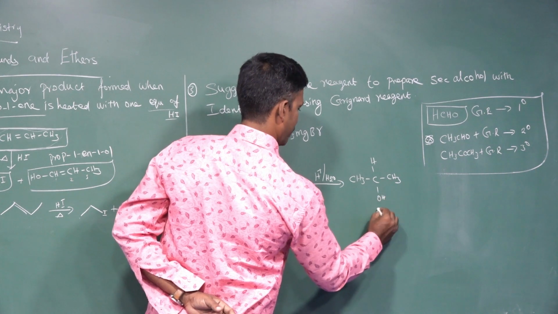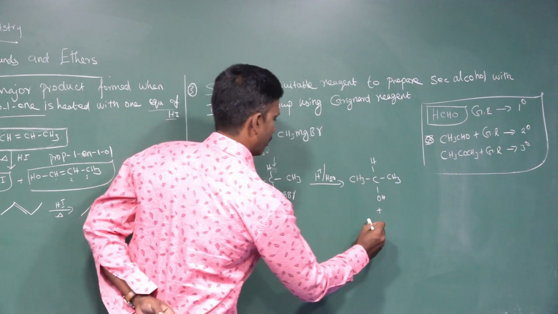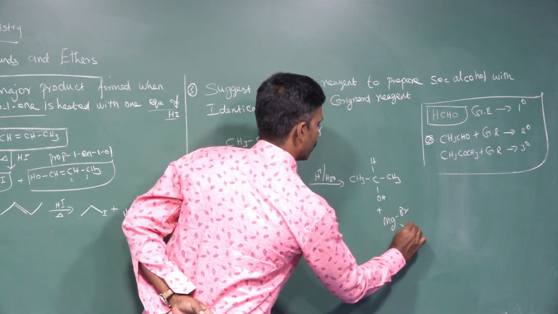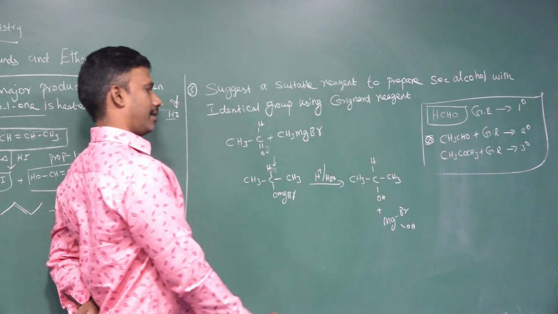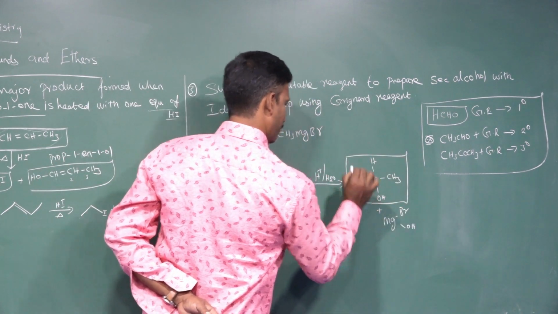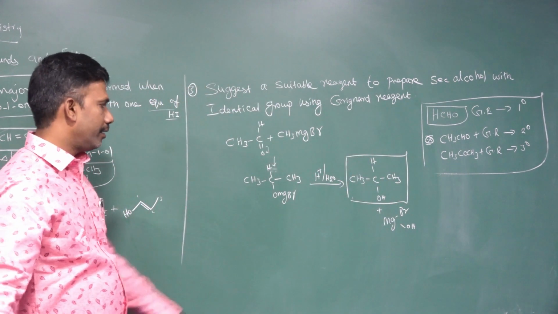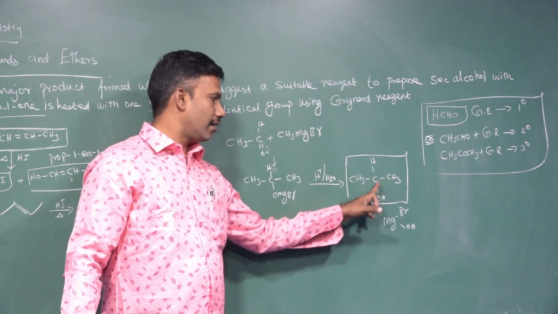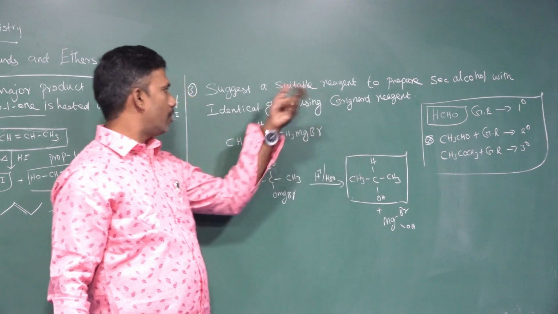OH plus MgBr. This is the Grignard reagent. Now you are getting the secondary alcohol, propanol. Okay, 1, 2, 3. OH on propane is on a secondary carbon, so it is a secondary alcohol. So now you get that.